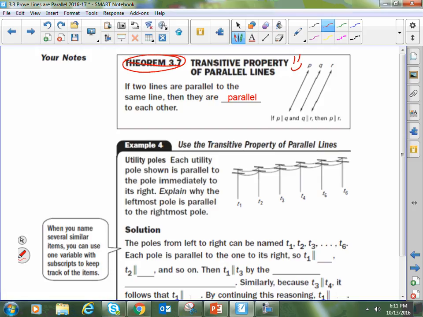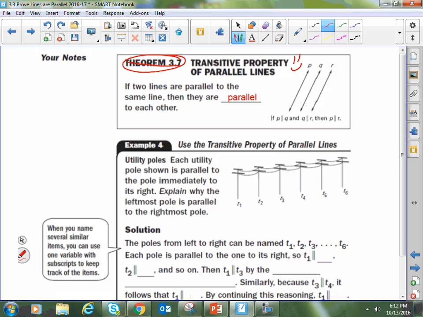it's almost like the law of syllogism. We're saying, okay, if angle 1 is congruent to angle 2, and angle 2 is congruent to angle 3, then we can draw the conclusion that angle 1 must be congruent to angle 3 also. That's what the transitive property is saying.